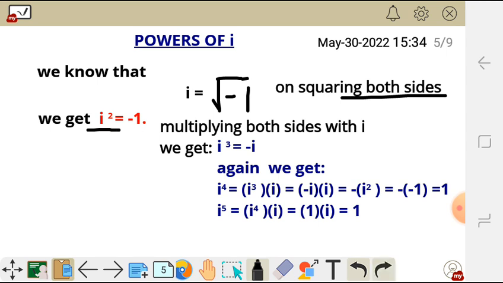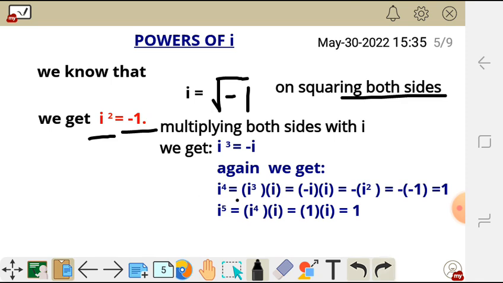But if we multiply both sides of this equation by i, then this i squared will be i to the power 3, and this negative 1 multiplied by i will be just negative i, meaning i to the power 3 is equal to negative i. So again, if we multiply with another i, or rather if we say i to the power 4, to simplify i to the power 4, we are going to say i to the power 3 multiplied by i is the same as i to the power 4.